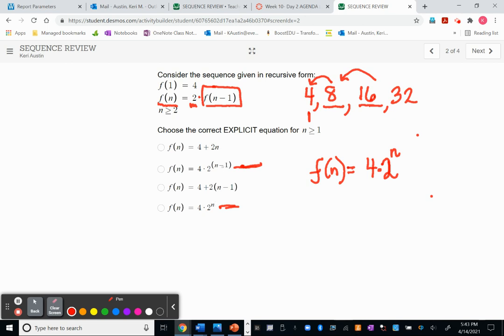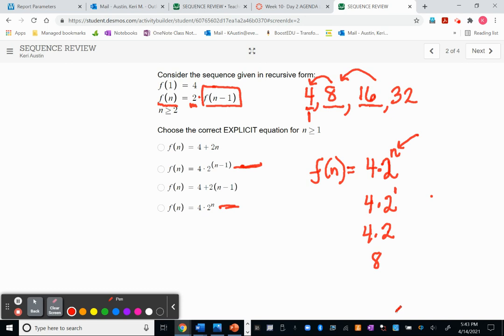Well, let's think about this. I want the first term to be 4. If I leave it just as n, and if I put a 1 in there, that'd be 4 times 2 to the first, which would be 4 times 2, which would make the first term 8. That's not what I want. I want the first term to be 4.